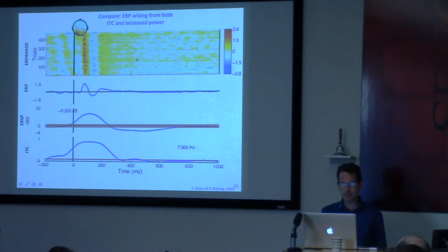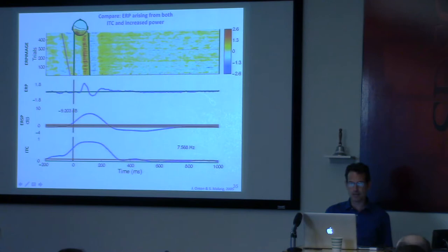In contrast, I think what people often think of as an ERP involves power change. So this is another example of an ERP image. Now it's been sorted according to the phase following the stimulus. So you see these diagonal bands. What you see before the stimulus is that the phase is basically random, this diagonal stripe. After the stimulus, the phase isn't quite completely vertically aligned, but it's closer to vertical. So summing up across those trials, that intertrial coherence is what results in an ERP.